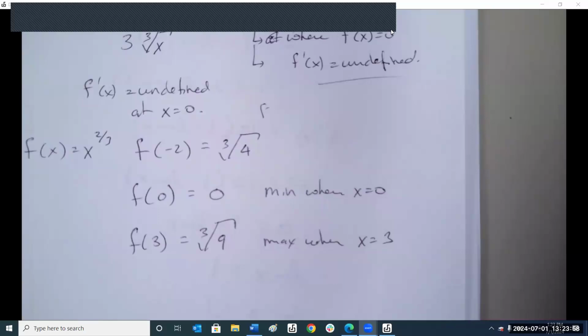So that's a very important part. You have to remember that the first derivative can equal 0, or it can be undefined. All right, that's it for that section.